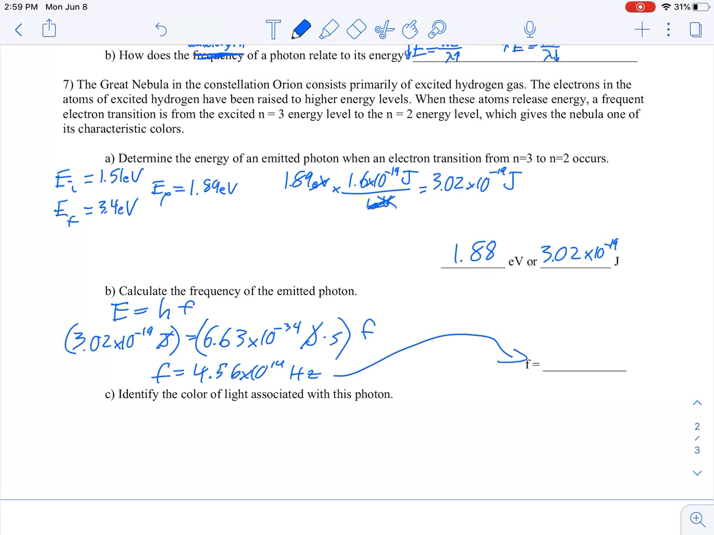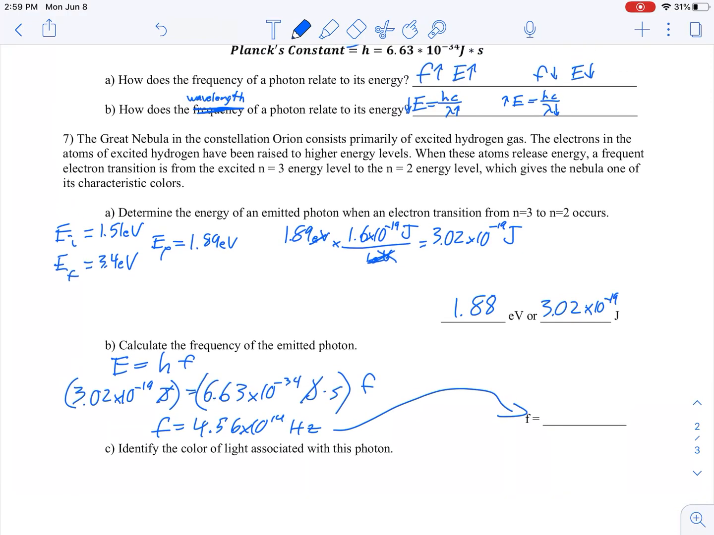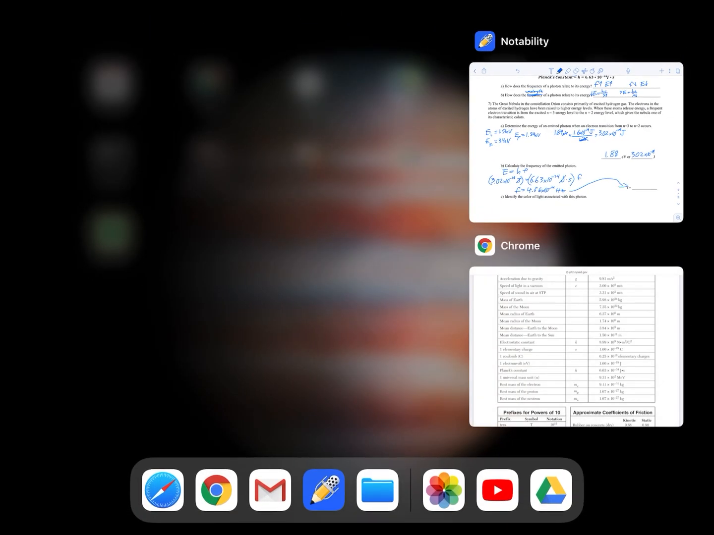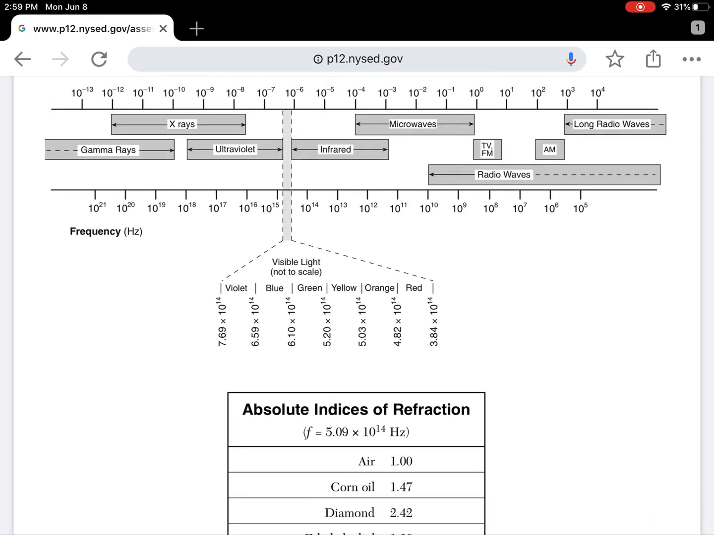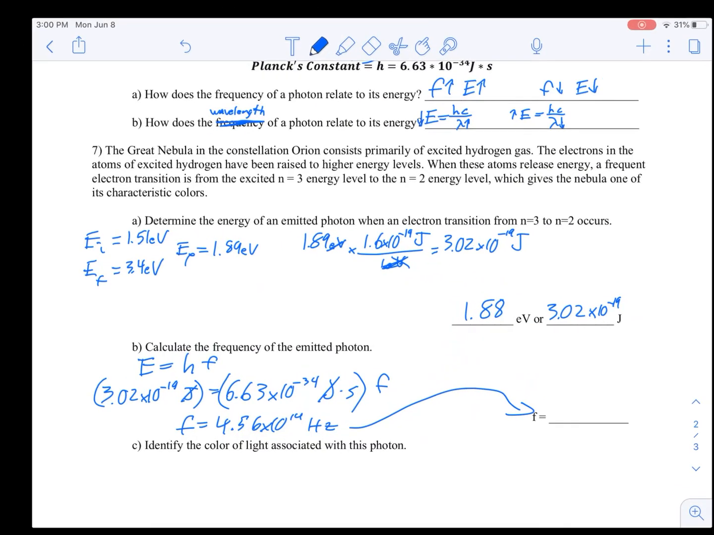What color is that? This is actually how we discover what makes up certain gases or objects in outer space. We look at the colors and we can determine, oh, hydrogen has these very characteristic frequencies. It gives off this frequency very commonly. We could have done the same thing with Mercury. We could have figured out that this type of Mercury exists in this nebula. So let's look at what color this is. 4.56 times 10 to the 14 falls in the bin of red. So that'd be red light.